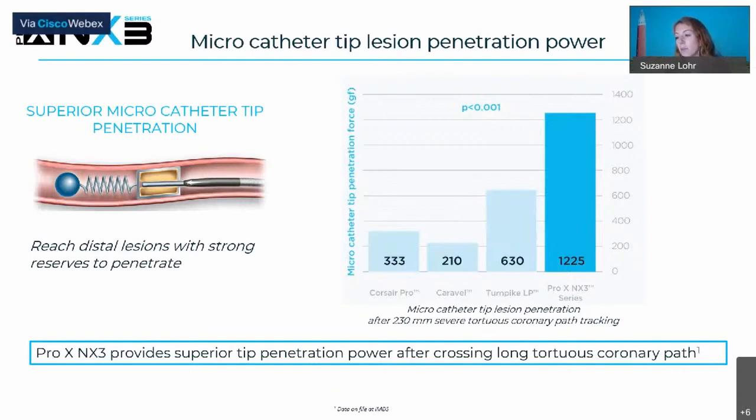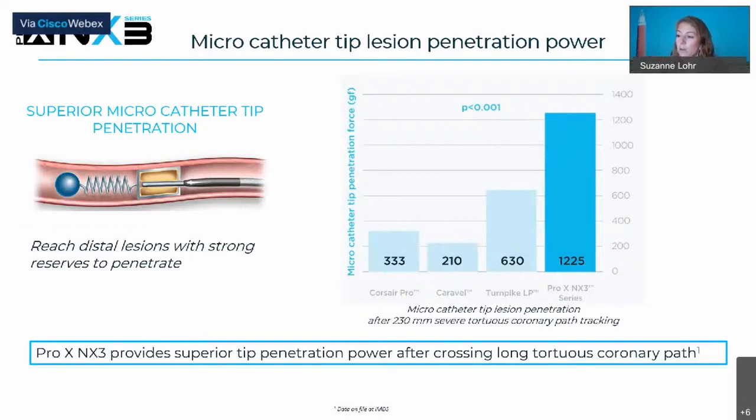We see that the Caravel and the Corsair don't have very high penetration forces, which we also know because they feel relatively floppy. They are of course very good devices, but they have some lack. If they have crossed a very tortuous pathway, they should still have very high power to cross a lesion, and that's what we've seen is not always that high. For the Corsair Pro, we also know this has to do with the relatively high profile of the rest of the device. The end of the tip is small, but after that, the rest of the device should track as well. If it's too big, it's not optimal for the crossing.